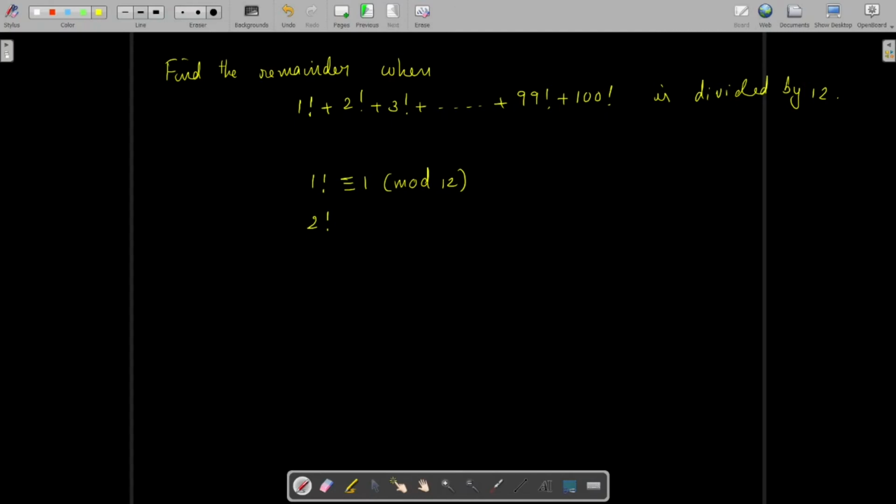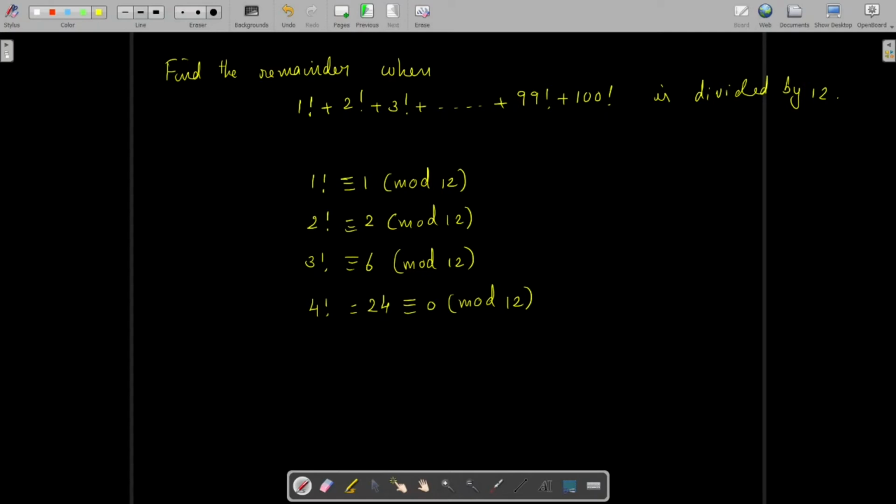Likewise 2 factorial is 2, which is congruent to 2 mod 12. 3 factorial is equal to 6, which is congruent to 6 mod 12. And 4 factorial is equal to 24, which is congruent to 0 mod 12, because 24 is a multiple of 12.